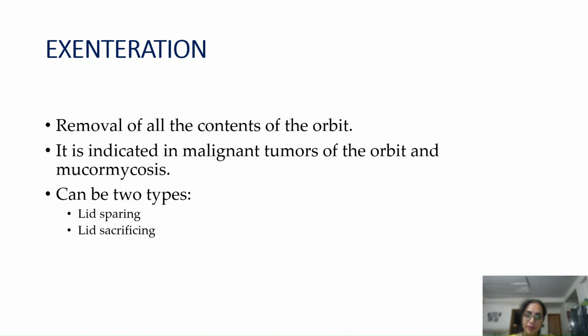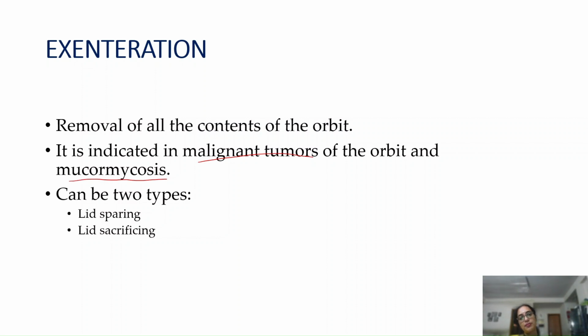The next orbital surgery we'll be dealing with is exenteration. It is a destructive surgery. So three destructive surgeries in ophthalmology: evisceration, enucleation, and exenteration. Evisceration is removal of the contents of the eyeball, leaving behind the sclera. Enucleation is removing the whole of the eyeball, leaving behind the extraocular muscles. Exenteration is removing all the contents of the orbit, okay, along with the periosteum. So it is indicated in highly malignant tumors of the eye and the orbit, and a non-malignant condition such as mucormycosis is also treated by exenteration.